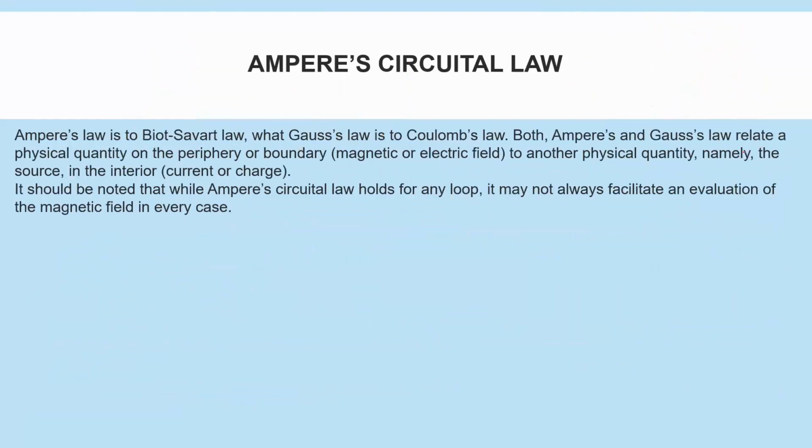So with that we can say that Ampere's law is to Biot-Savart law what Gauss's law is to Coulomb's law. Ampere's and Gauss's law both relate to a physical quantity on the periphery or boundary. For Gauss's law we used to consider different kinds of surfaces. We used to find one infinitely long cylinder or arbitrary shaped surface, and we used to find the electric field with respect to that.